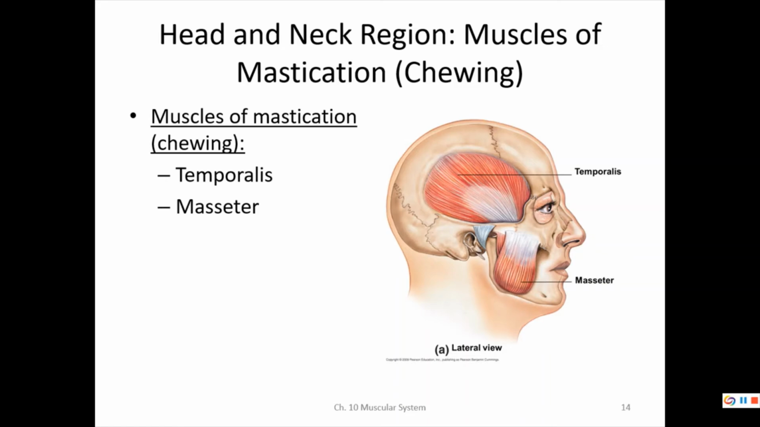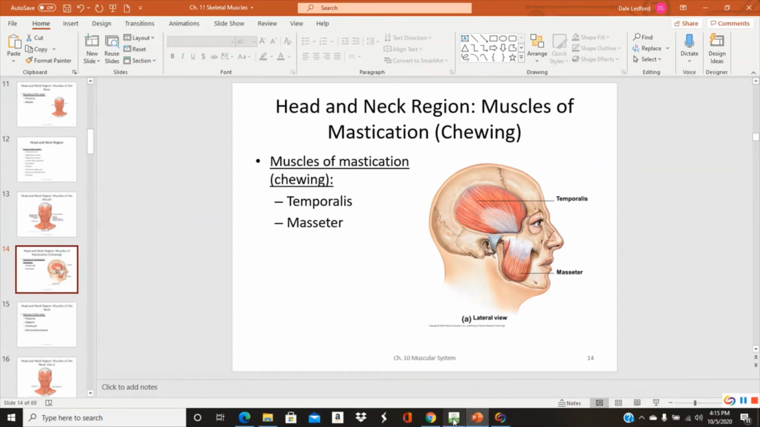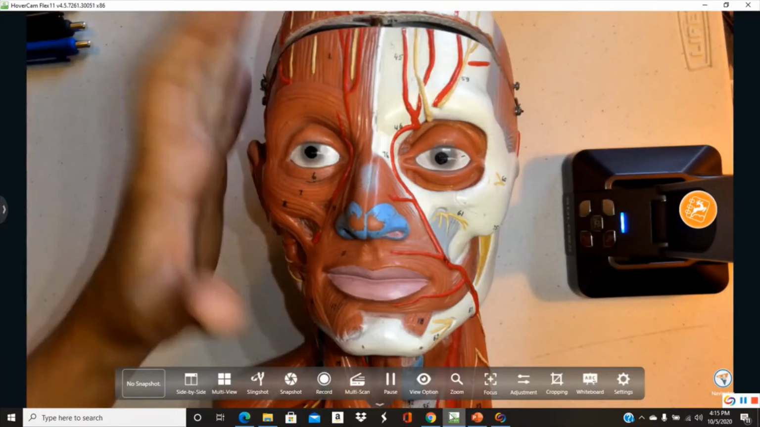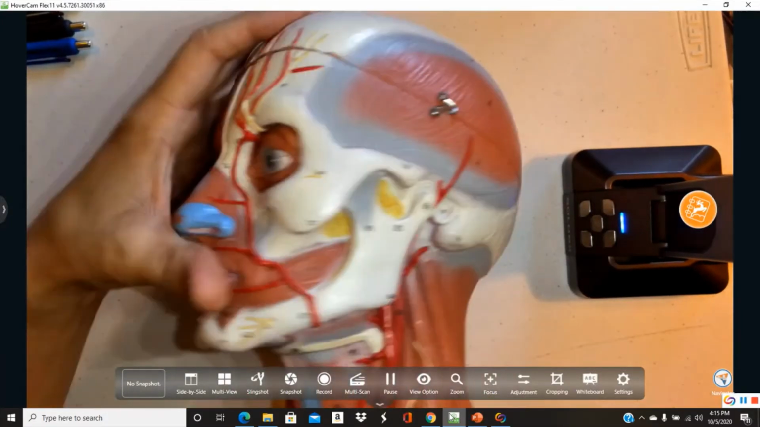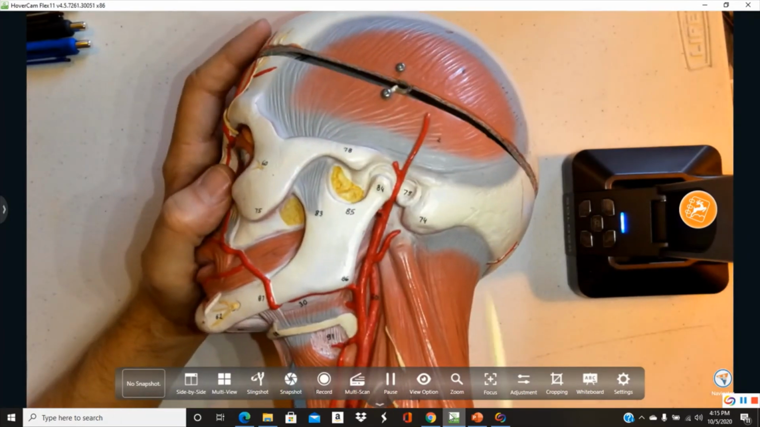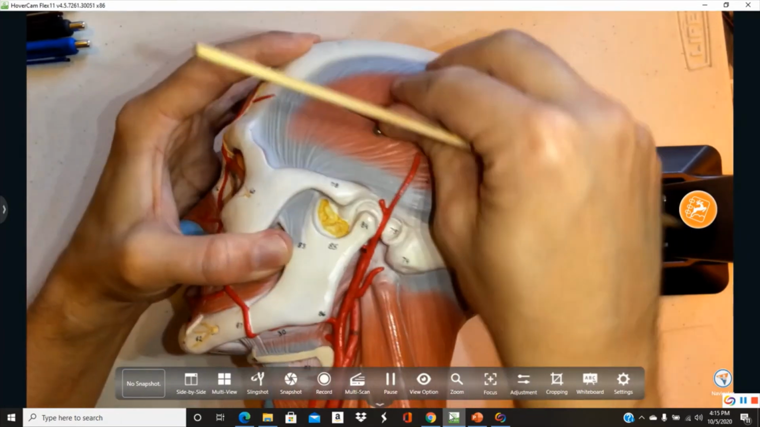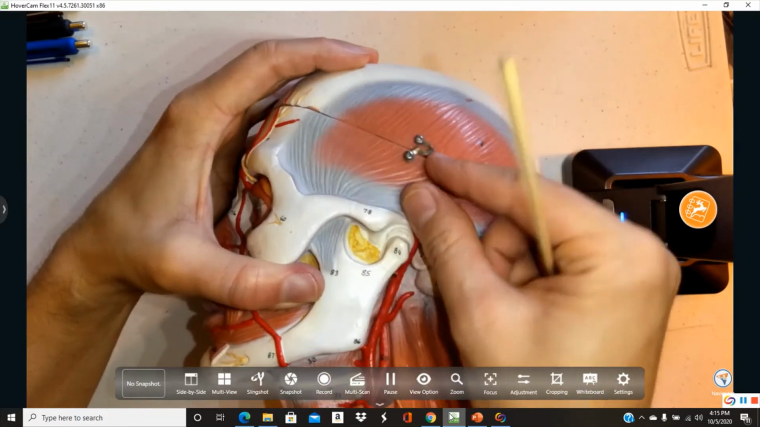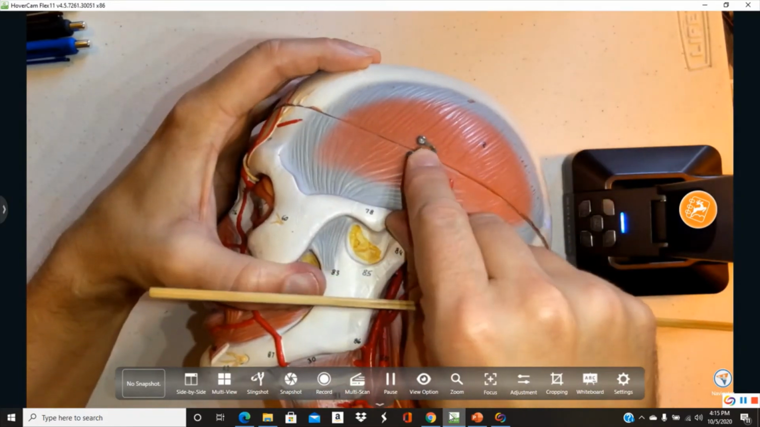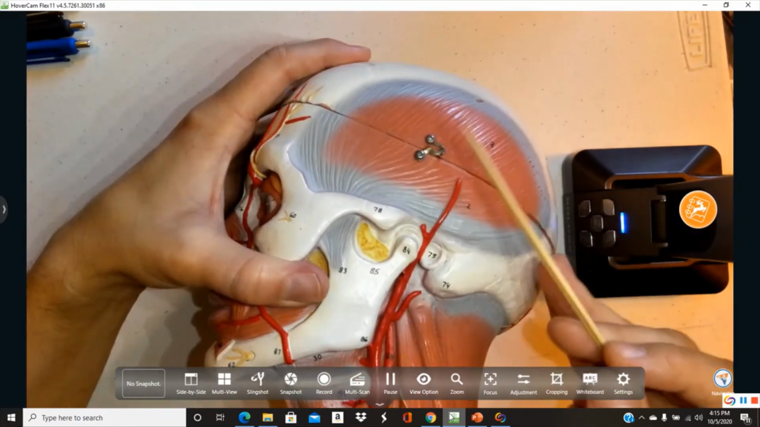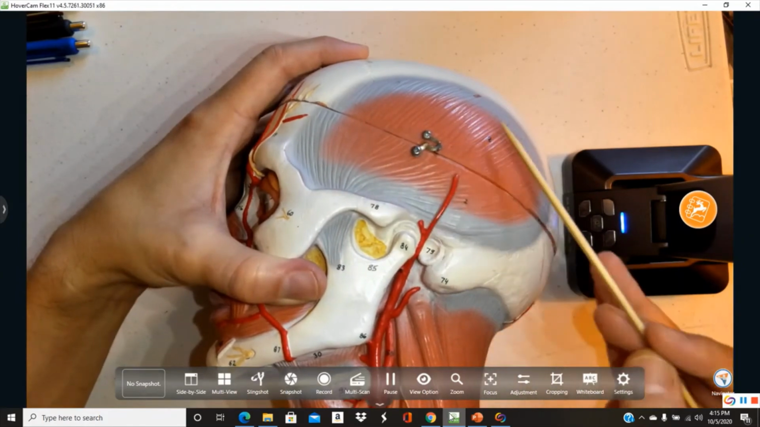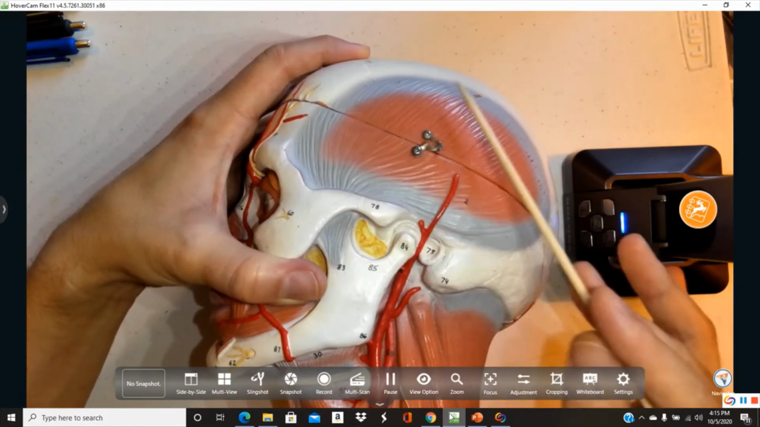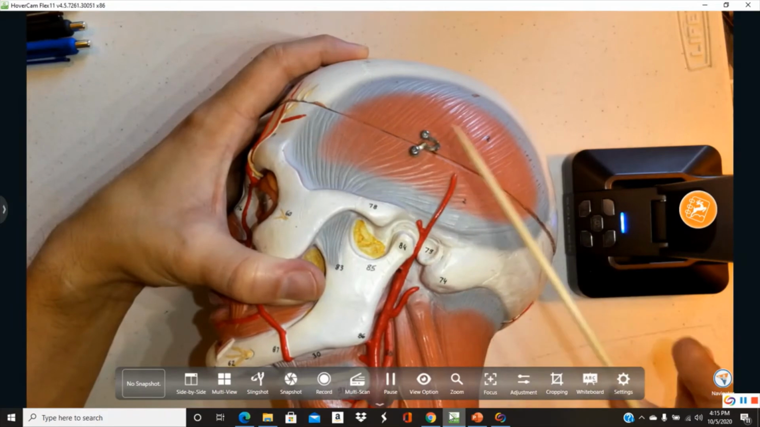Now, to help you find the temporalis, we're going to turn this model to the very deep part of it. And I need to take a pair of my needle nose pliers, since I've got this thing at home, and fix this. We have our temporalis on the temporal bone, on the side of the head.